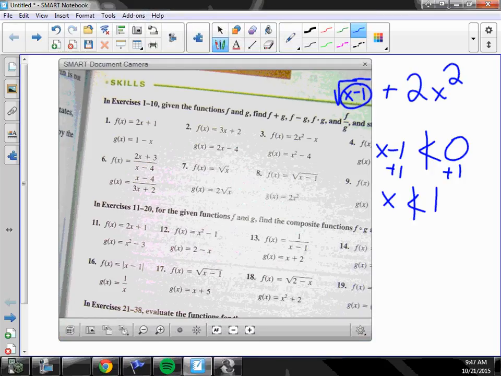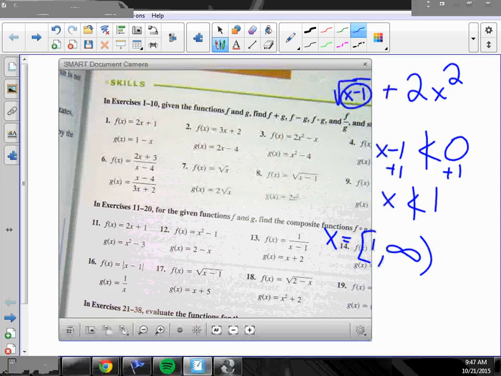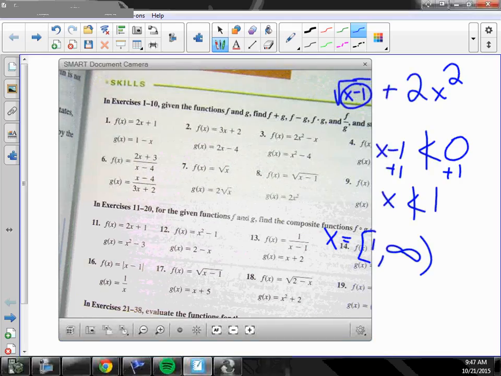So the domain is going to be not all real numbers, but x is everything from 1 to infinity. 1 is okay, because if I plug in 1, I get the square root of 0, which is 0. But if I plug in anything smaller than 1, then I end up with an imaginary number.